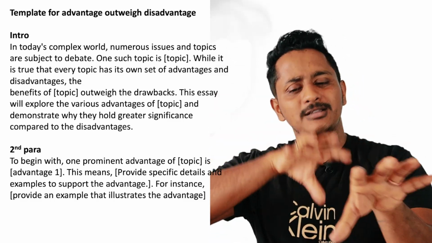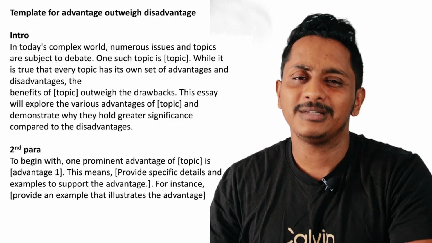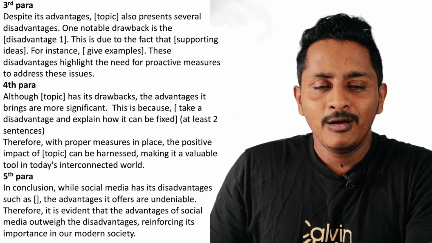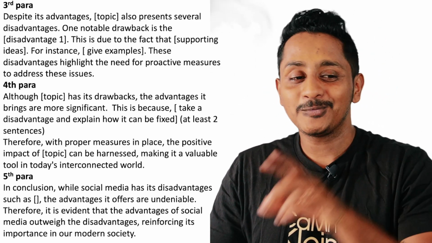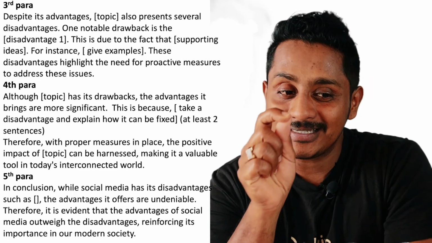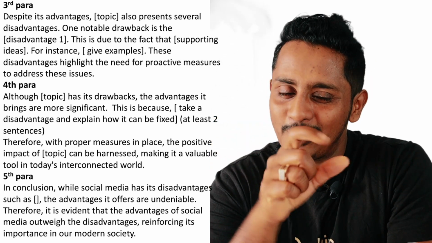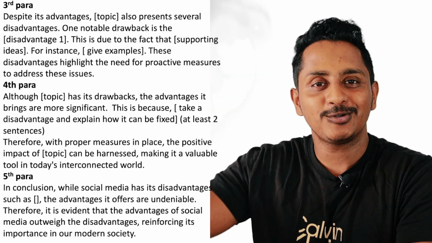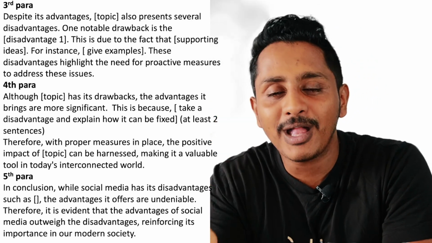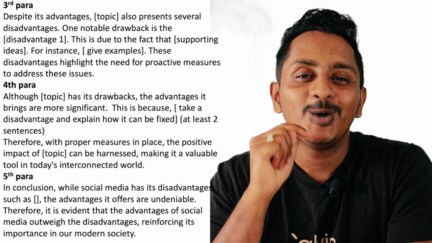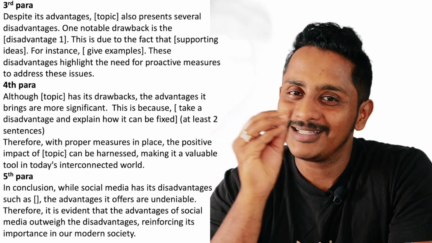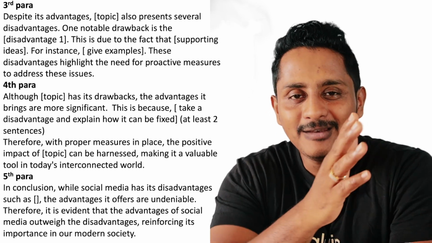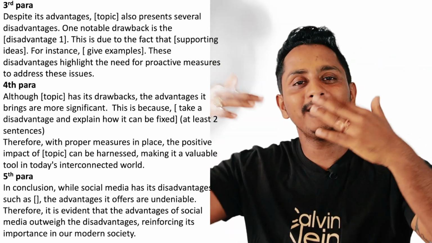Add another advantage. This is because, supporting idea, for example, instance. Alright, the third para, this is what you're going to start with. Despite its advantages, the topic also presents several disadvantages. One notable drawback, notable drawback. Your vocabulary score goes up. Hope you're getting it. One notable drawback is, talk about a disadvantage. Then one disadvantage, supporting idea, instance.